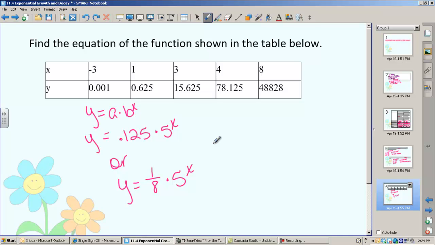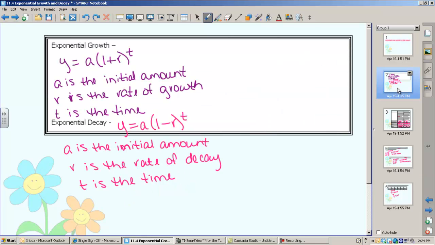So that's exponential growth and decay. You need to remember these two functions, these two equations, the a times 1 plus r to the t and the a times 1 minus r to the t. You're going to need to know those so that you can write a growth function or a decay function depending on what you're given. So make sure you have those written down so that you can refer to them.